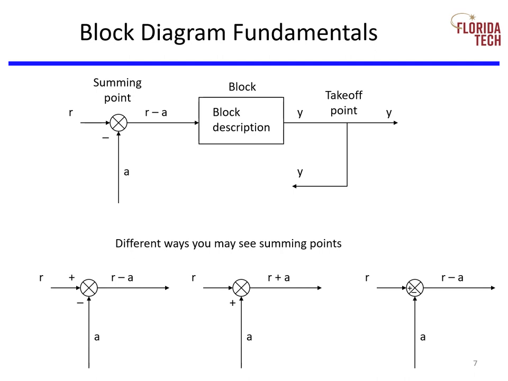Summing points or junctions can be represented a number of ways. If no mathematical symbol is present, we assume it's positive. However, sometimes a plus sign is used. The X in the circle may or may not be shown. The plus and minus signs may be inside or outside the circles. It really depends on the book or the organizational standards.